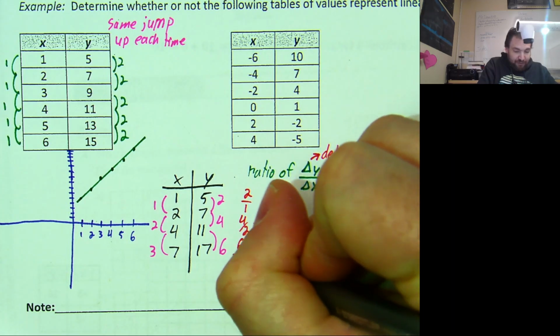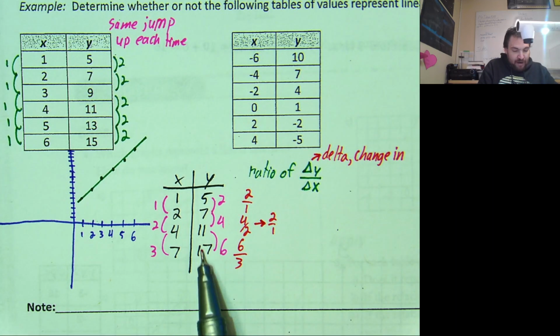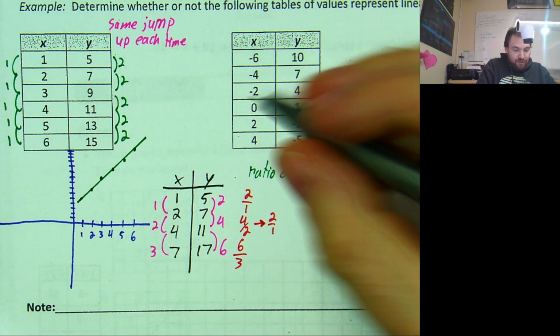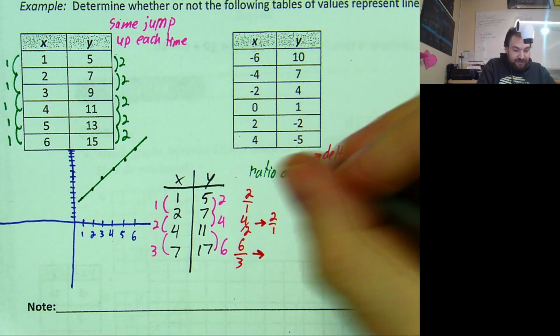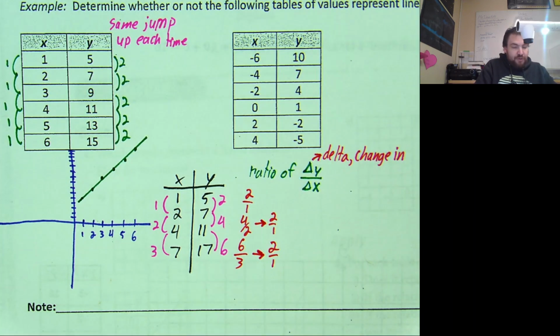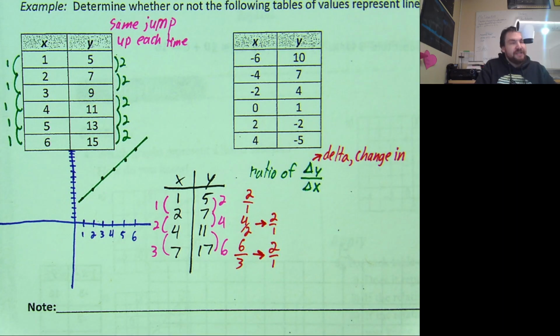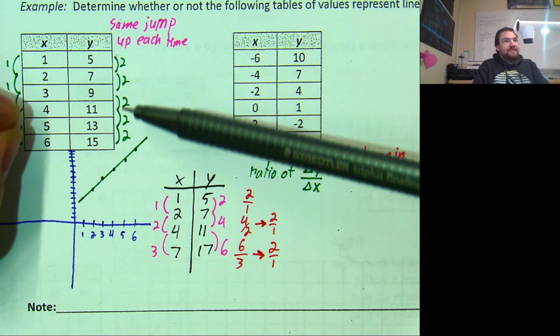It's 6 over 3, my change in y over my change in x, which is what? Ratio. That's just going to give me 2 over 1 again. So Presley, you're absolutely right. What we care about is not that the jump is the same each time, or that the individual jumps themselves are the same each time.